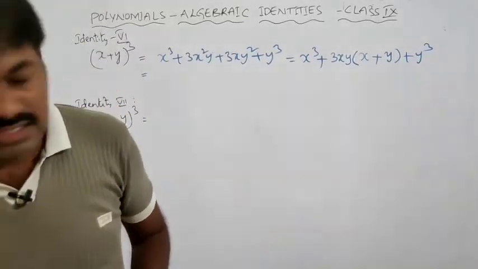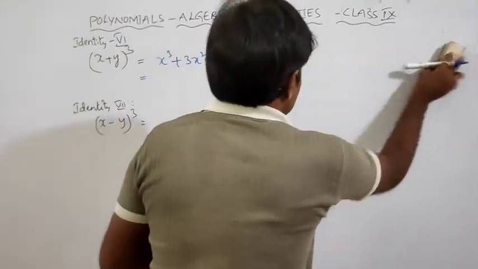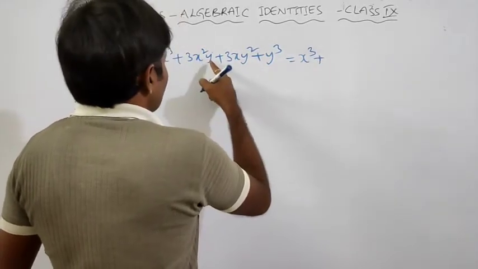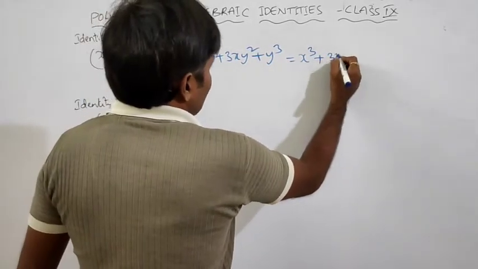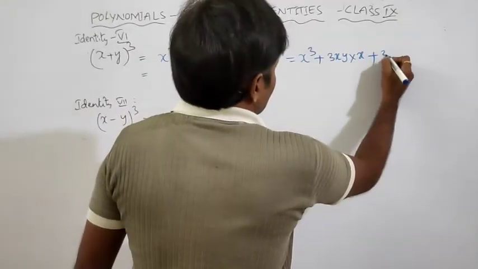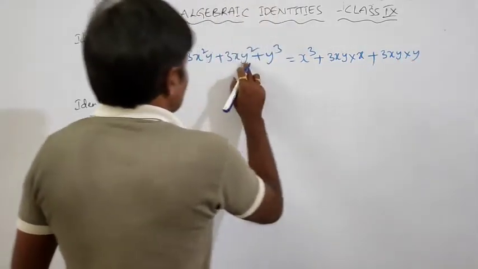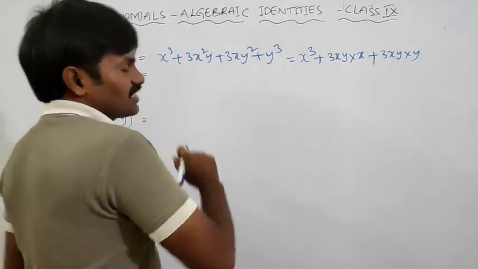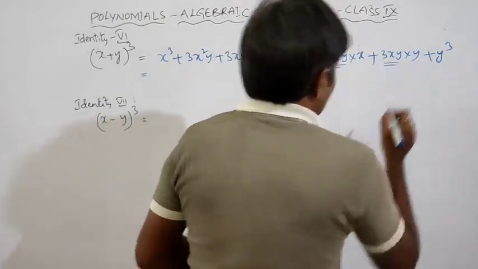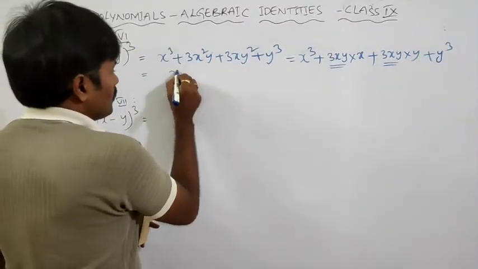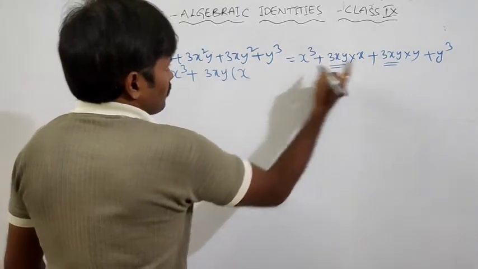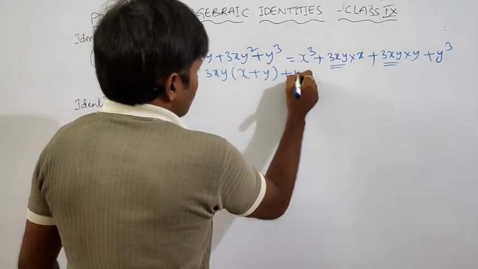So I will write it in a simple way to make it easy to understand. I am writing x cube as it is, plus 3x square y, which I write as 3xy into x. Am I correct? Yes. Here also the same, 3xy into y, because y square can be written as y into y, and x square can be written as x into x, plus y cube. Now if you observe, 3xy is common, so take it out. So x cube plus 3xy taken out as common, remaining x plus y, plus y cube.